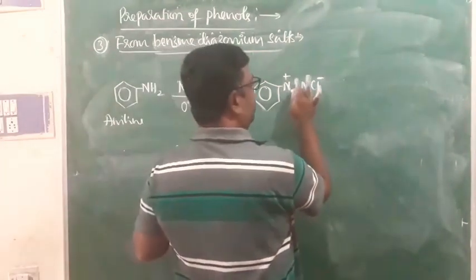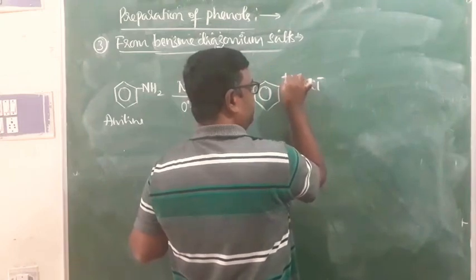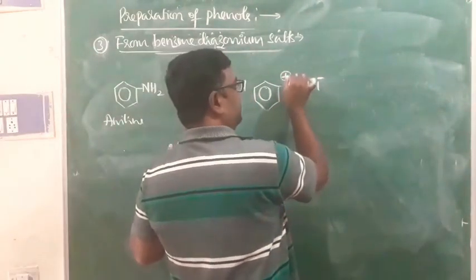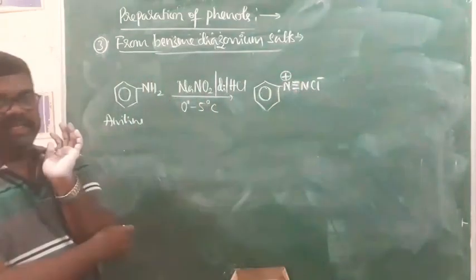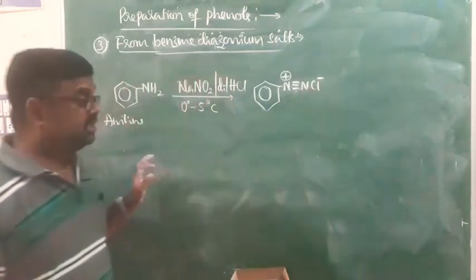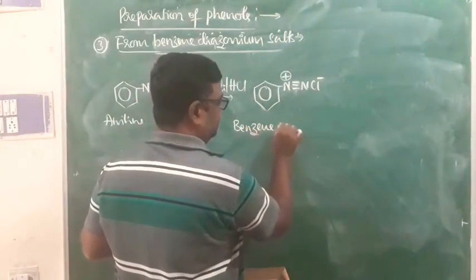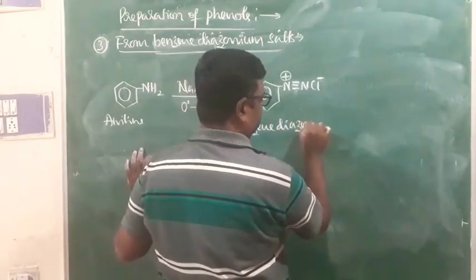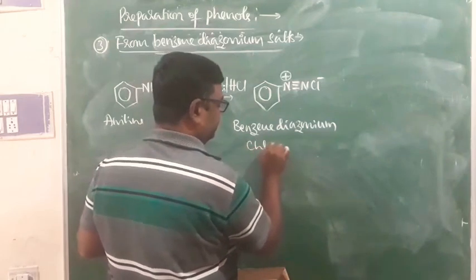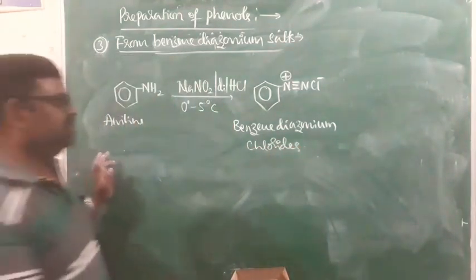Look at this, N triple bond N. This nitrogen will get a positive charge, and of course the nitrogen attached to benzene will have a positive charge. Another nitrogen will have a zero charge, Cl will get a minus charge. This is called benzene diazonium chloride. So this is one of the useful compounds. It can be used for the preparation of varieties of aromatic compounds.